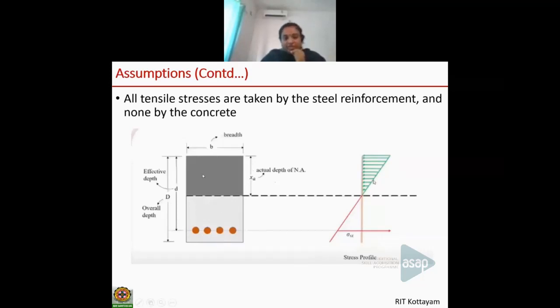Rather, above the neutral axis, the compression is taken by the concrete, and all the tensile stresses are taken by the steel at this point. So that is what is shown here. In the previous picture, you have seen that there was a stress diagram at the bottom, but in this case, there is nothing like that. So this is the second assumption.